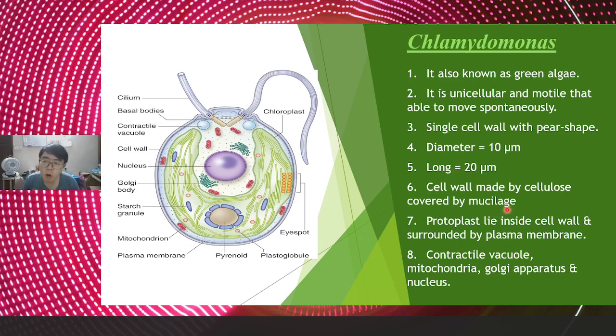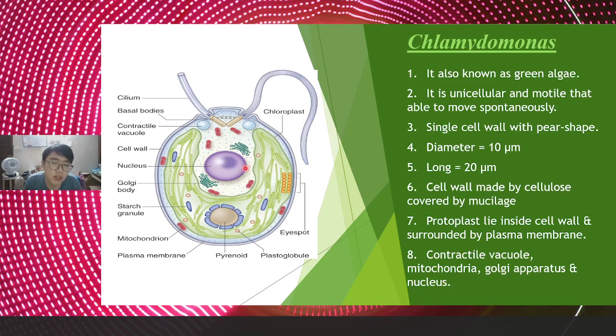And then the cell wall, same as plant cell, is made of cellulose, but it is covered by mucilage. It has a cell wall, but it has another cover called mucilage. It also has a protoplast lying inside the cell wall and surrounded by plasma membrane. It also has organelles such as contractile vacuole, mitochondria, Golgi apparatus, and nucleus.